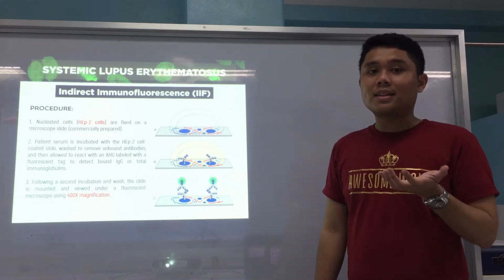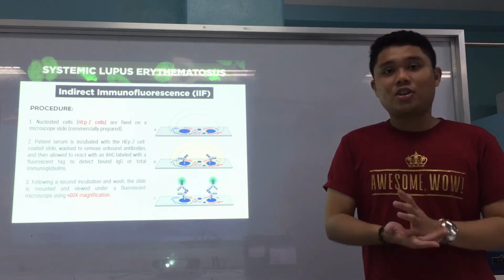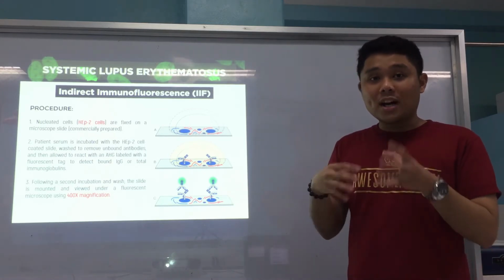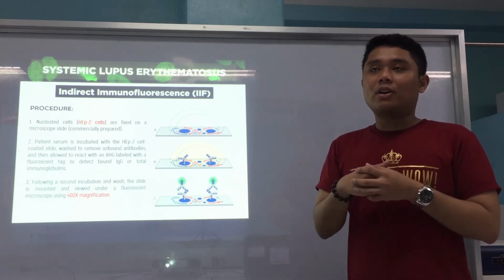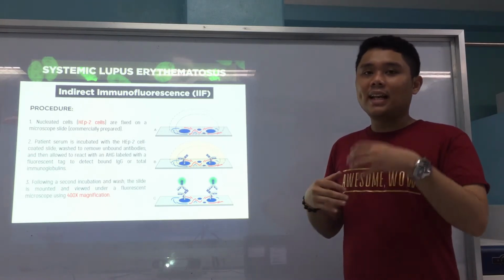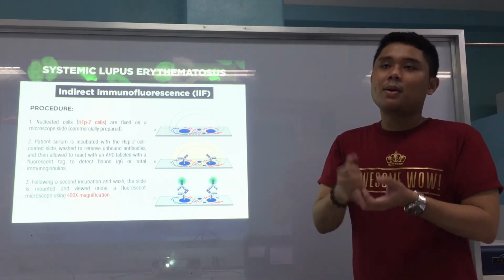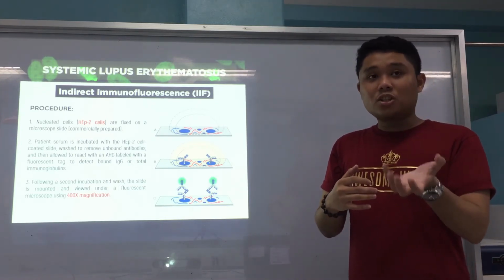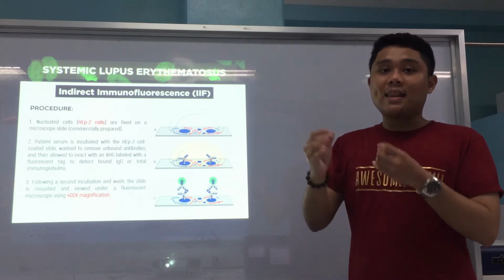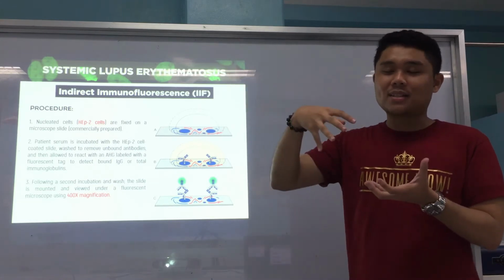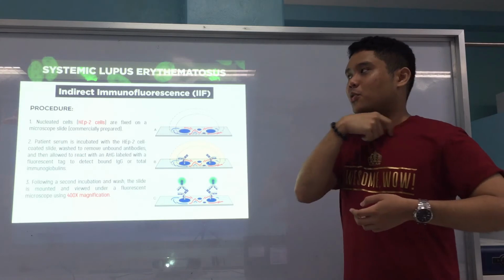For indirect immunofluorescence, you first let your patient serum react with your known antigen. Then you wash. Indirect means the reaction is not immediate, unlike direct, where the antigen and the fluorescent label tag react together. For indirect, you have the solid phase known antigen and your patient serum antibody, which you are detecting. Then you wash, and only then do you add your fluorescent label tag. So that's indirect immunofluorescence.